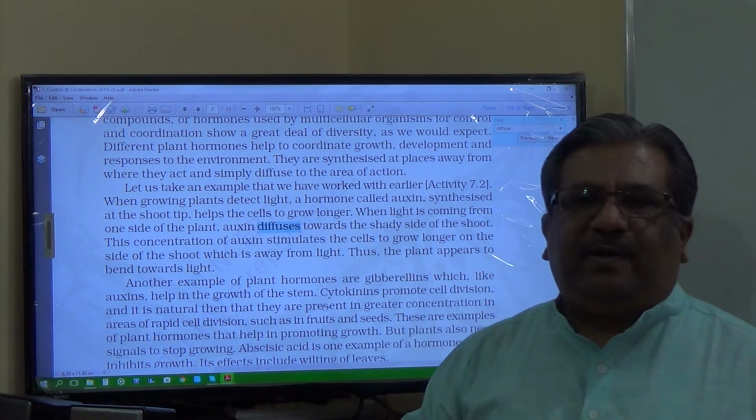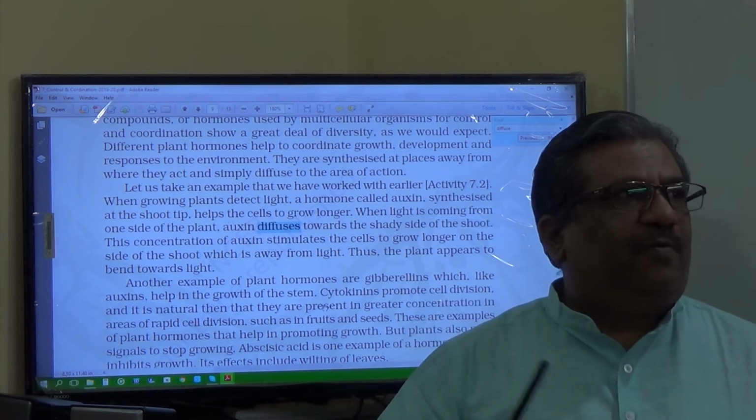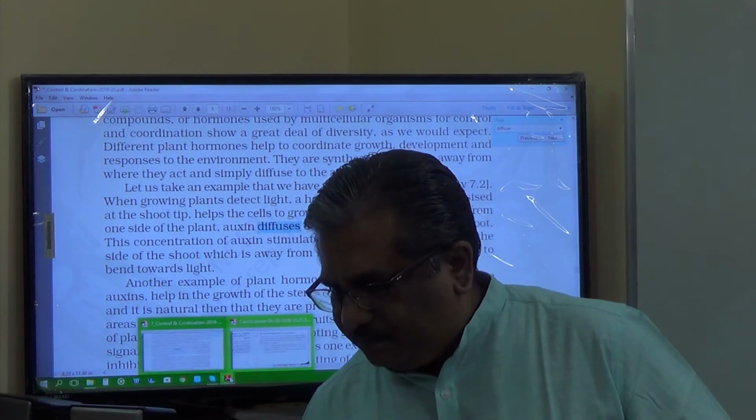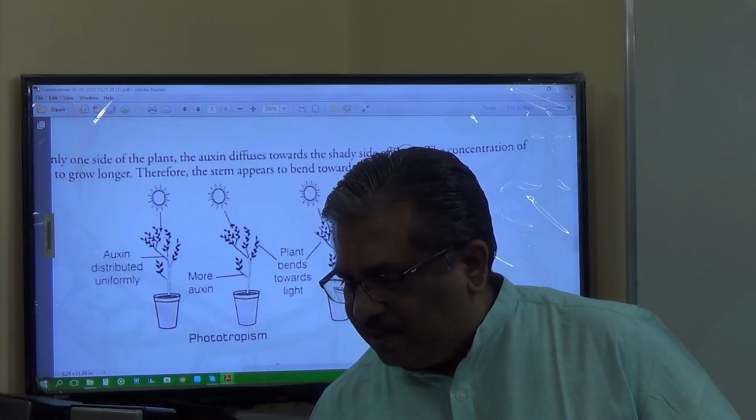Very good explanation is given in this one. So this is how you have to explain how phototropism takes place in plants. Clear? Yeah, so that question is clear.